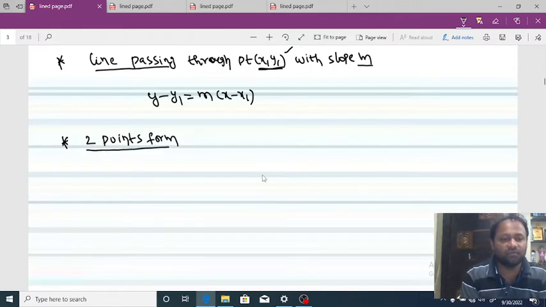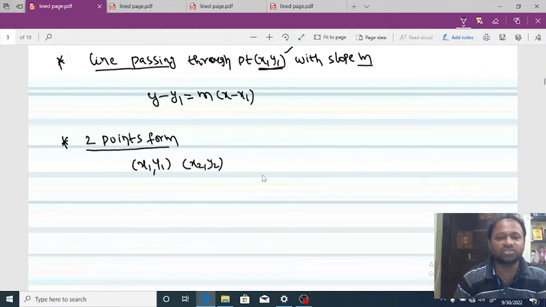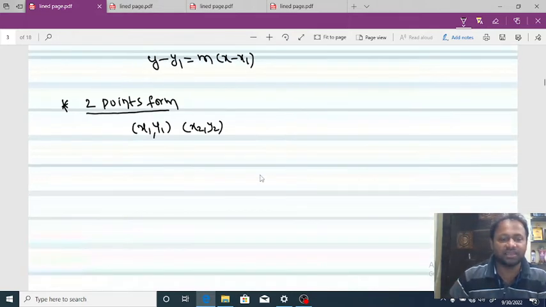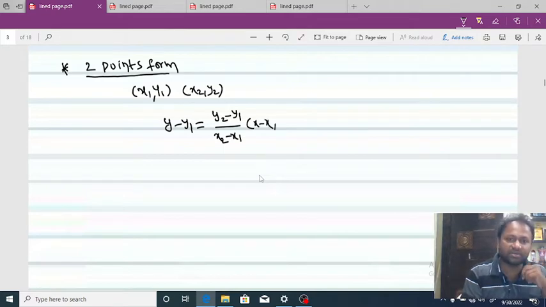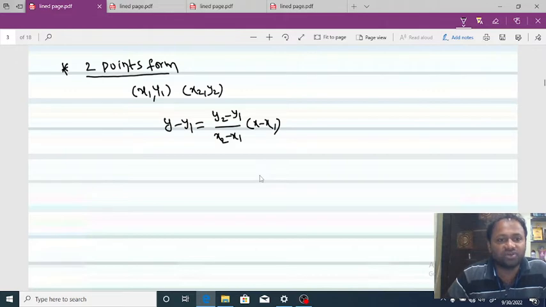Whenever the ordered pairs x1 comma y1 as well as x2 comma y2 are given, I think you may guess the equation of the straight line. The equation of the straight line is in the form of y minus y1 is equal to m, where m is nothing but y2 minus y1 by x2 minus x1, into x minus x1. So this is the equation of the straight line passing through 2 points.